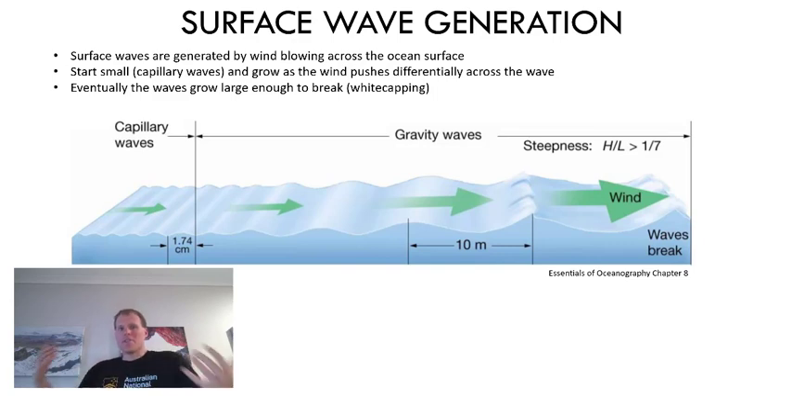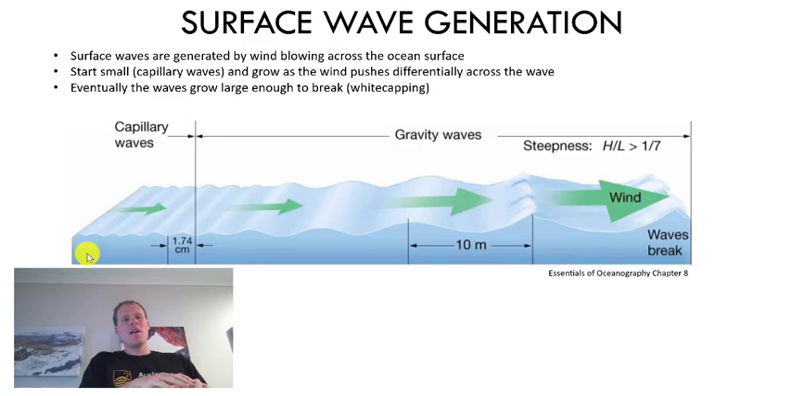So if we're thinking about the generation of these surface waves, how does that happen? Well, they start on the left-hand side of this picture. You have the wind blowing across the ocean surface, and that generates little ripples, and these ripples are actually called capillary waves. And they're known as capillary waves because the surface tension of the water surface plays a role, just like it would in little tubes in plants known as capillaries.